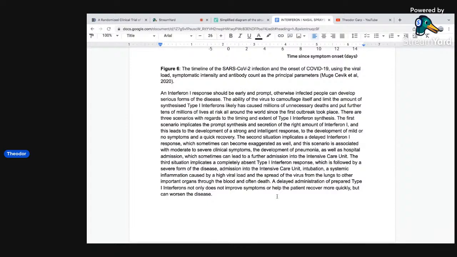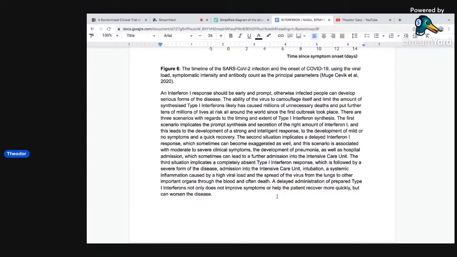The second scenario is where type 1 interferon will be produced and will be exocytosed, but the response will be delayed and sometimes it can be exaggerated. But the problem is here that even if it's exaggerated, there is no effect. On the contrary, there's a worse outcome of the disease. So it's very important to focus on early treatment and prophylaxis when it comes to the current pandemic.